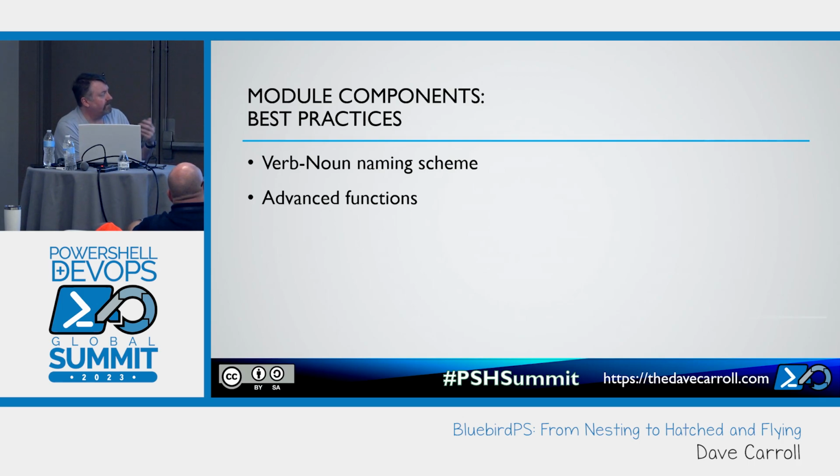And with advanced functions, you should consider being able to accept input from the pipeline, and also use the begin, process, and end blocks. And I think there's a new block that's coming out soon that lets you do cleanup. I forget exactly the name of it. Then also you should do parameter validation, just to make sure that what you're sending to the API is what they allow.